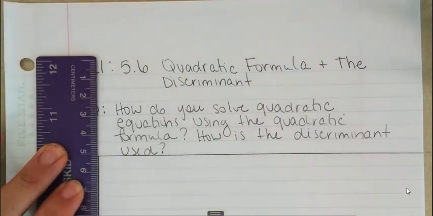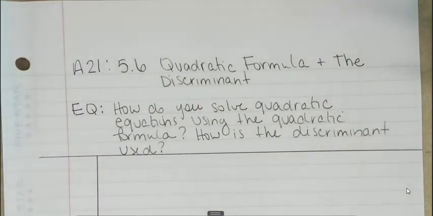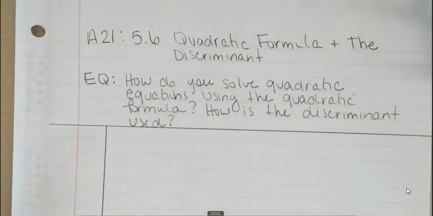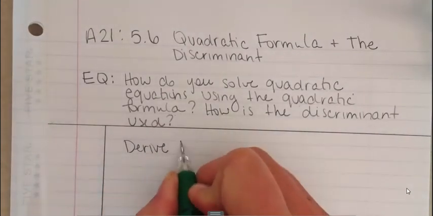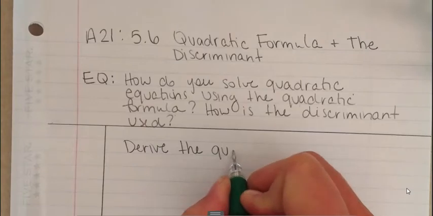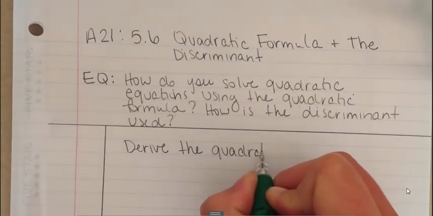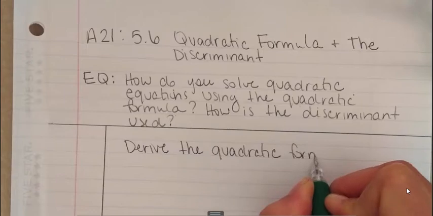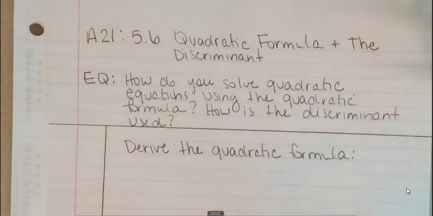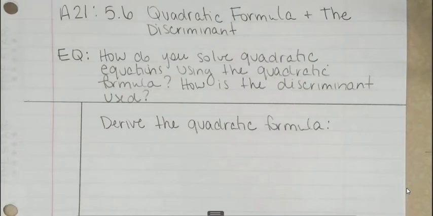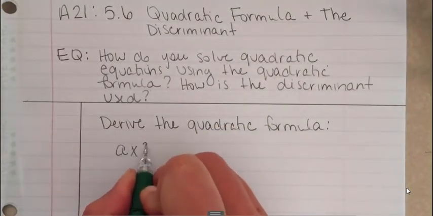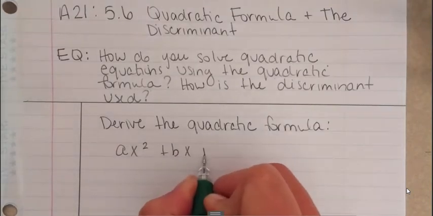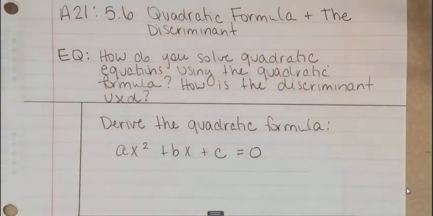So the first thing I want to do is derive the quadratic formula for you. You do not have to memorize how to derive the quadratic formula, but it's kind of interesting to see where it all comes from. All right, so we are going to derive the quadratic formula. And we're going to start off with a quadratic equation in standard form. So I'll start with ax squared plus bx plus c equals 0.